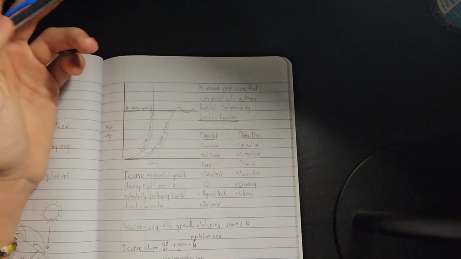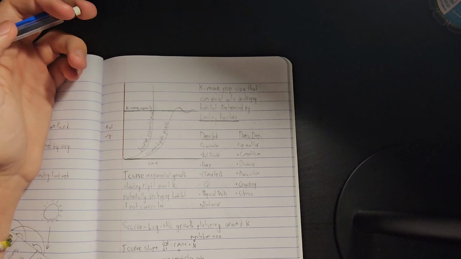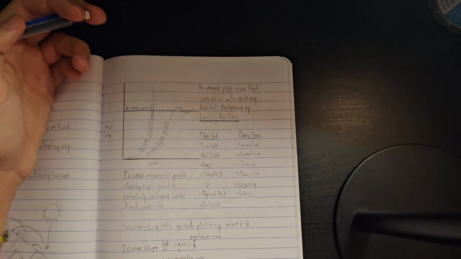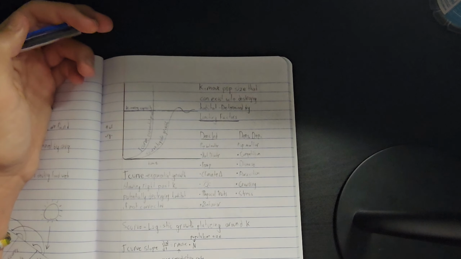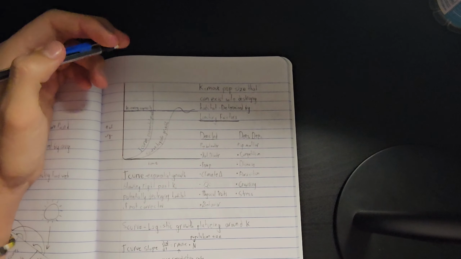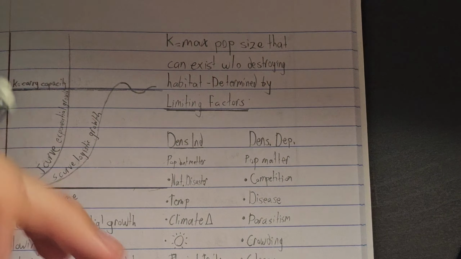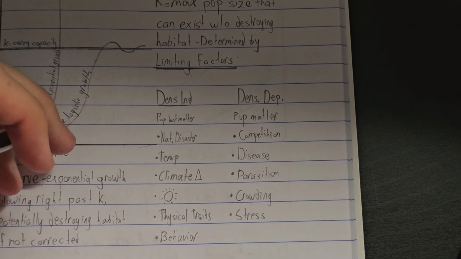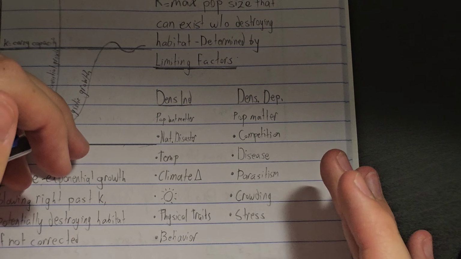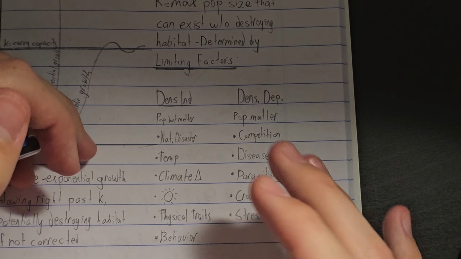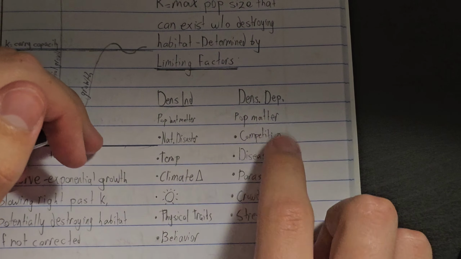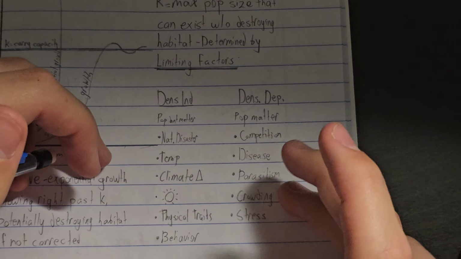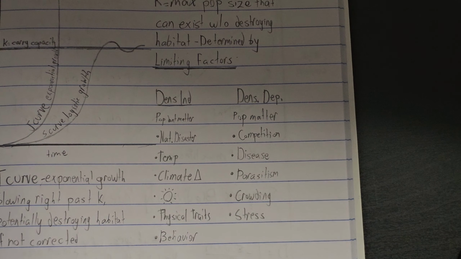Well, what are these limiting factors? They're either density independent or density dependent variables. So you have density independent, where the population doesn't really matter. That's your natural disaster, temperature, climate change, sunlight, physical traits, behavior, etc. Then you have your density dependent ones, where the population does matter. That's competition, disease, parasitism, crowding, stress, etc.